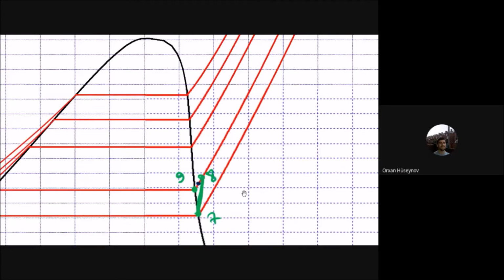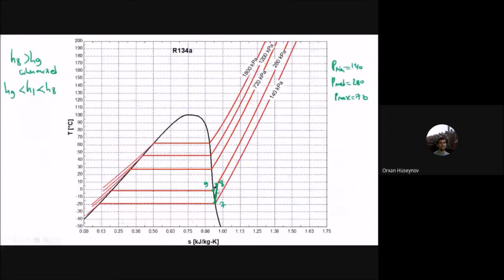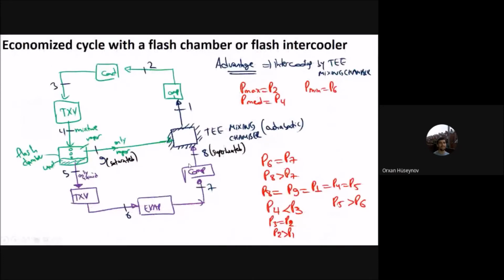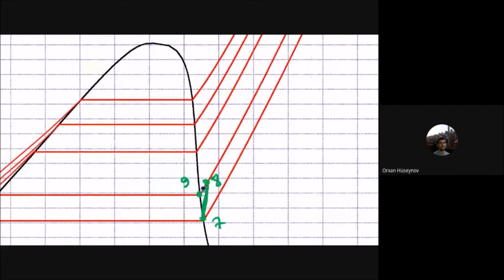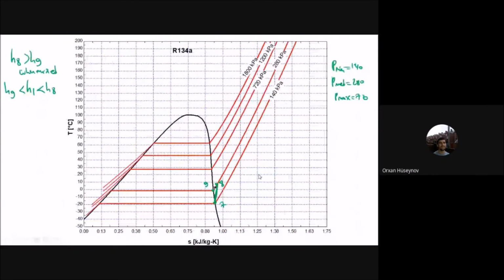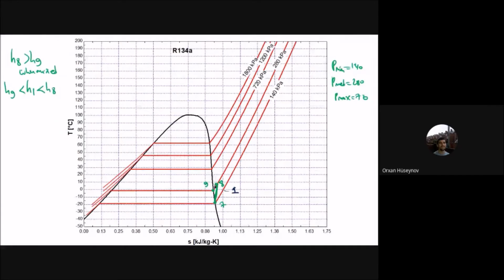So you can see the 9. Sorry, it is not 9. We go back to here. It is 1. 1 is less than 8, but it is greater than 9. Okay, this is the point 1 here. Let me just write the 1 value here. This one is at point 1. And then from point 1 to 2, you will have the compressor stage.